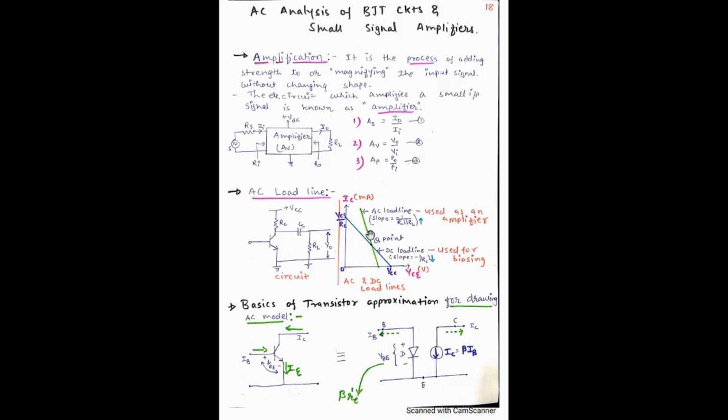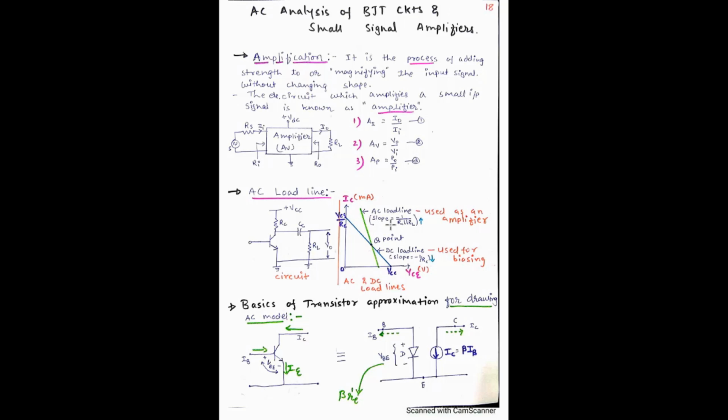This green line indicates the AC load line, and this AC load line is drawn from this circuit. This circuit is helpful to draw the AC load line because this is the parallel combination of RC and RL. So we have the AC load line, and the slope of the AC load line is equal to -1 by RC parallel RL.